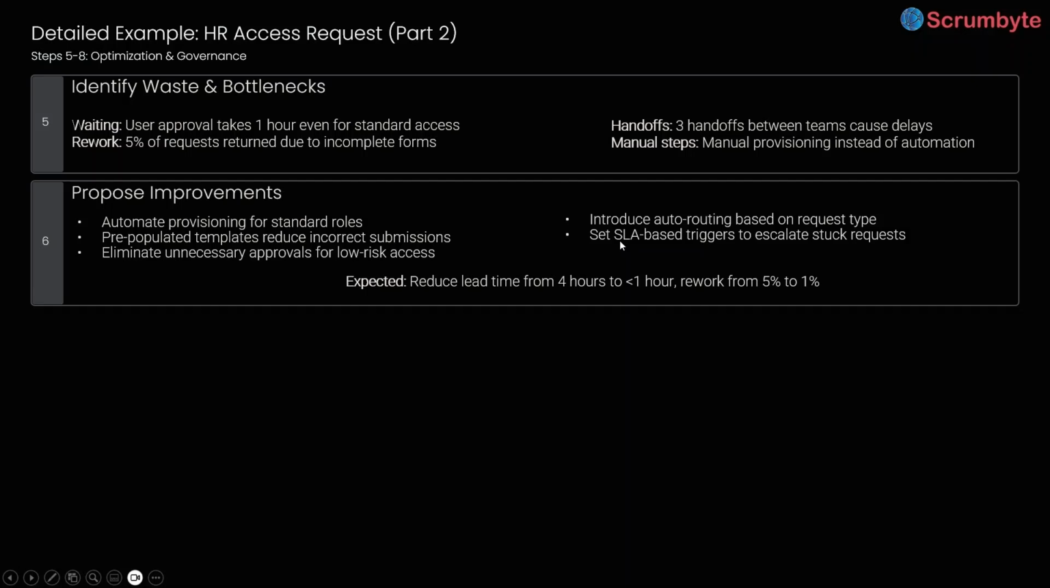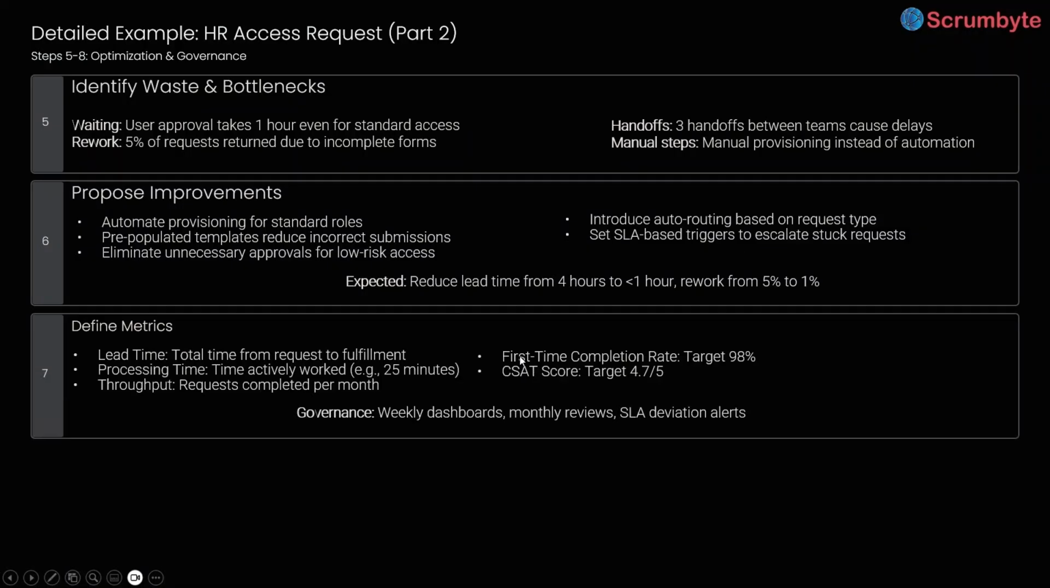So, SLA, what it is, right? Here the idea is that you have to expect some value. What is the value? Okay, reducing lead time from 4 hours to 1 hour. Rework from 5% initially to 1%. So that should be some kind of improvements.